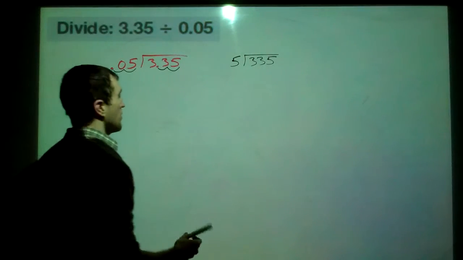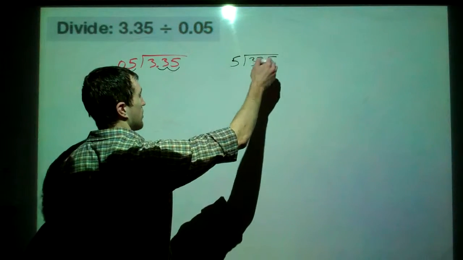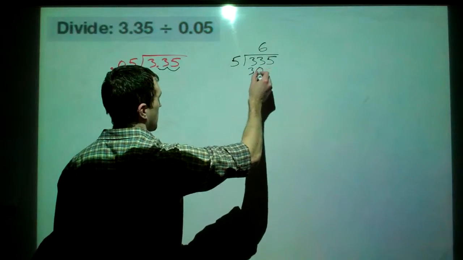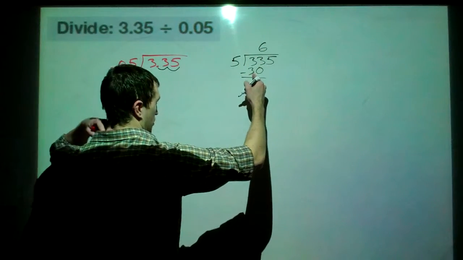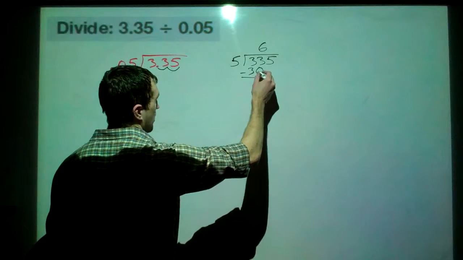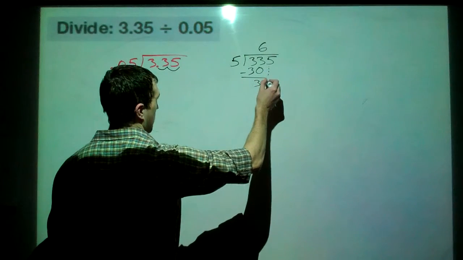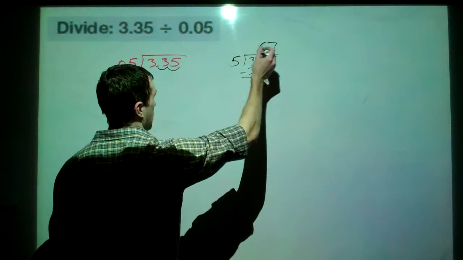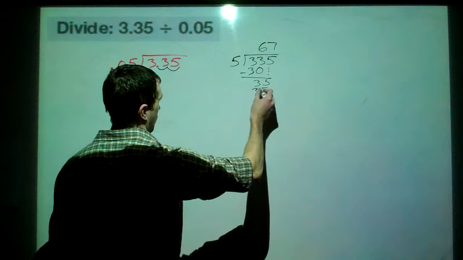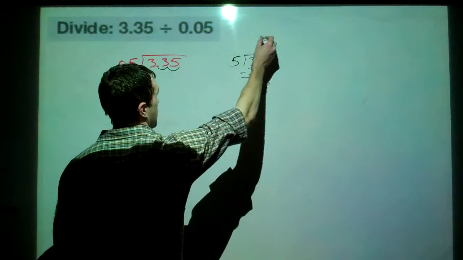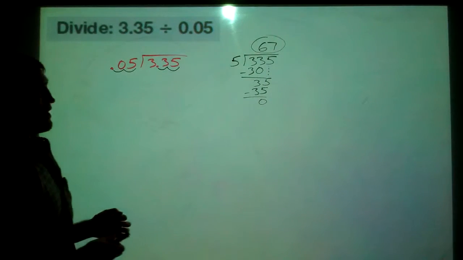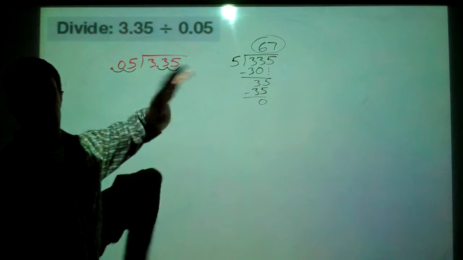So 5 goes into 33 6 times. 6 times 5 is 30. We subtract 33 and 30. We get 3. Drop our 5 down. 5 goes into 35 7 times evenly. 7 times 5 is 35. Remainder of 0, so we're done. So 3.35 divided by 0.05 gives us 67, which is a pretty big number.